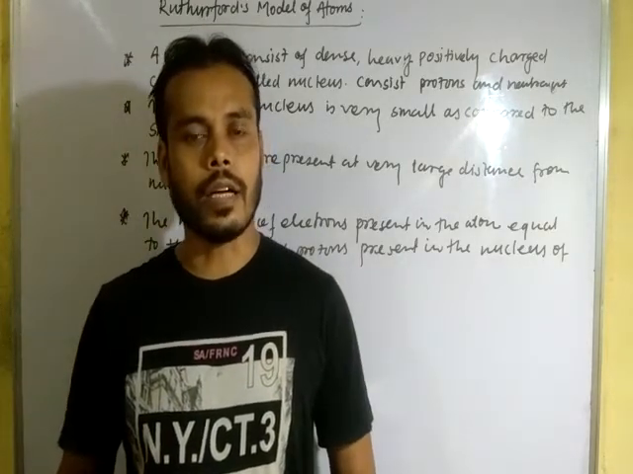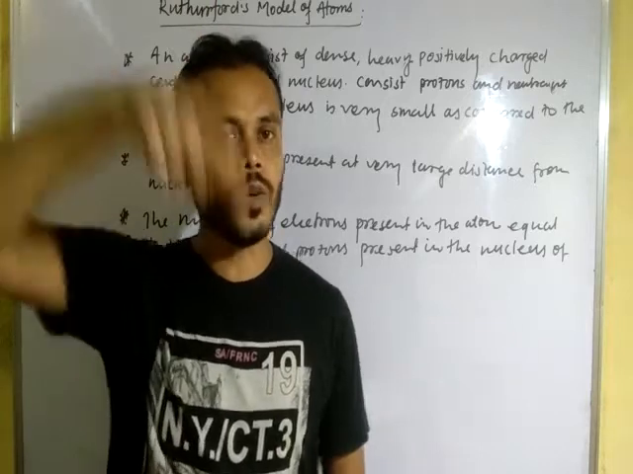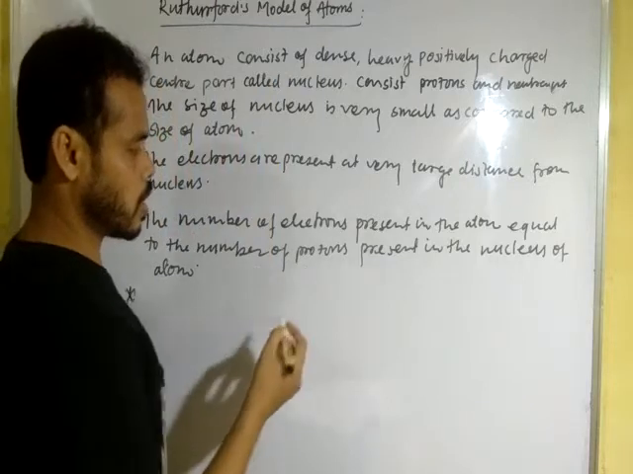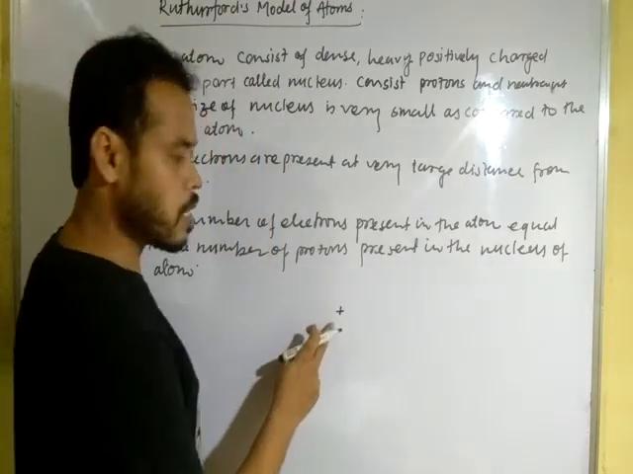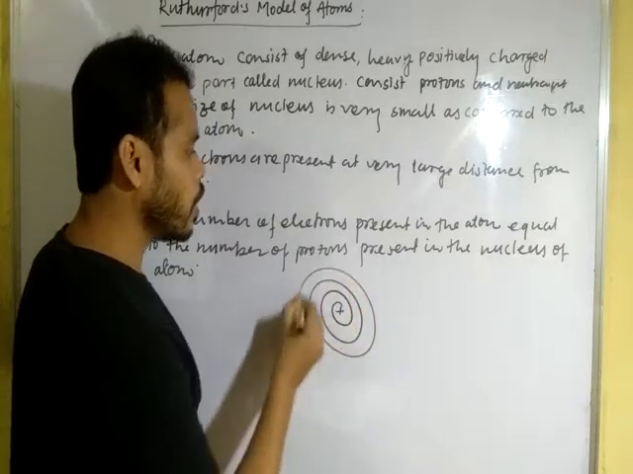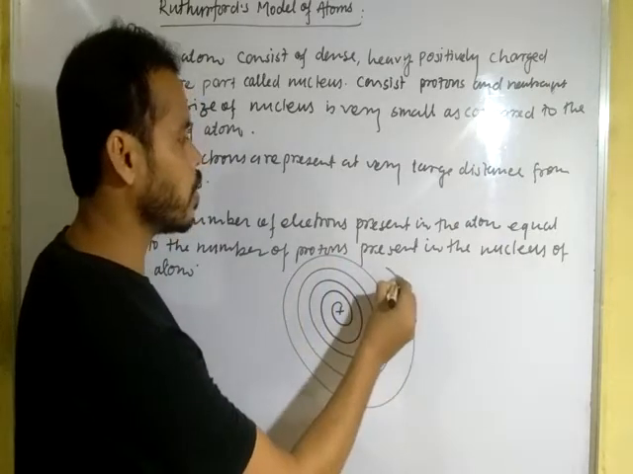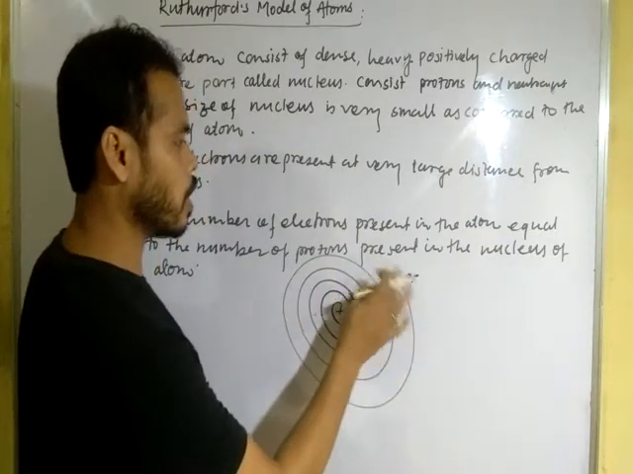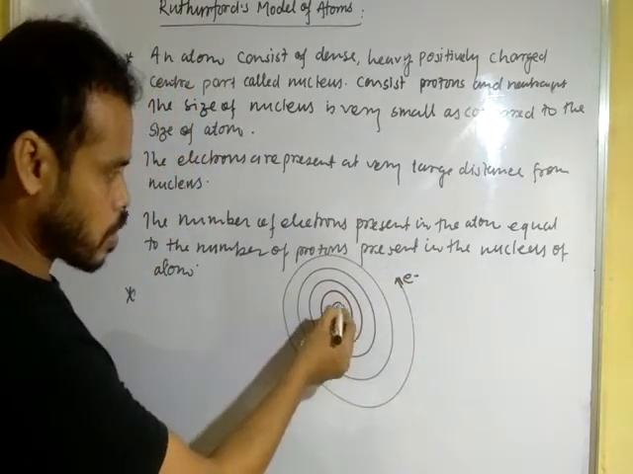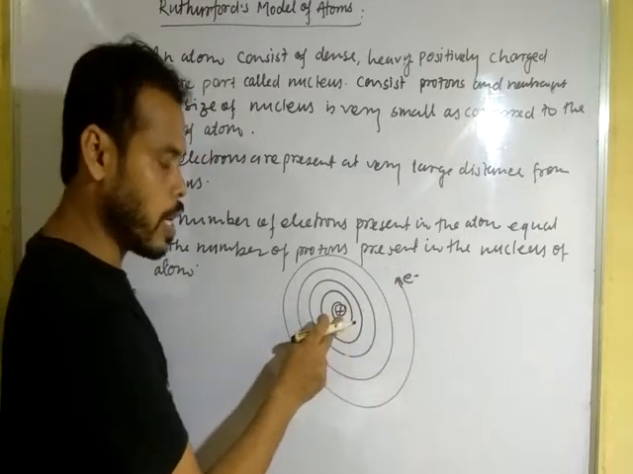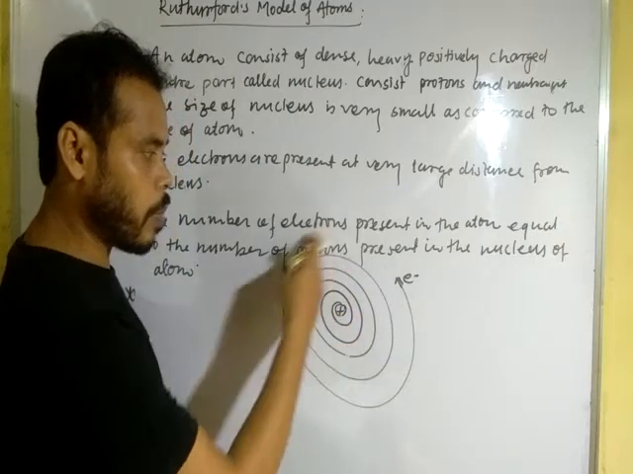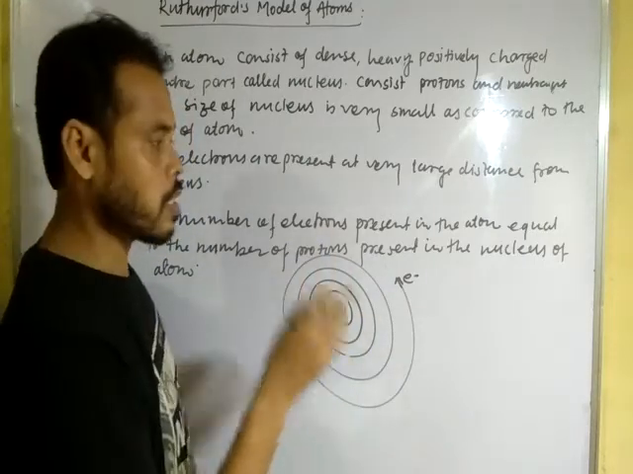The electrons present in the atom revolve around the nucleus like planetary revolutions. Suppose here is the positive charge, which is the nucleus, where protons and neutrons are present, and the electrons revolve around the nucleus like planets.